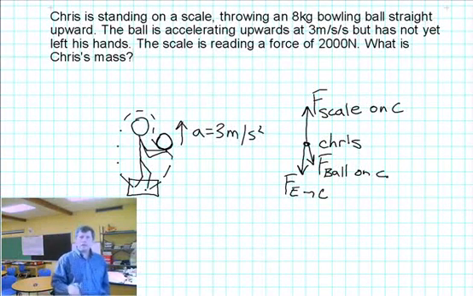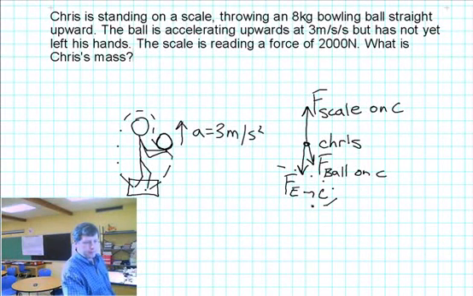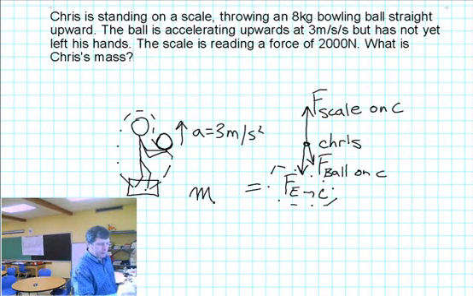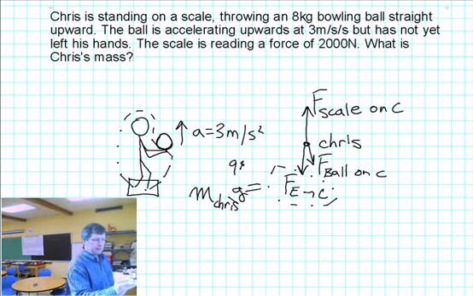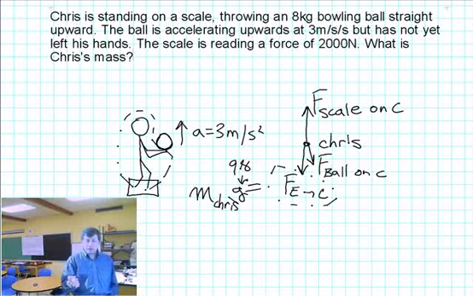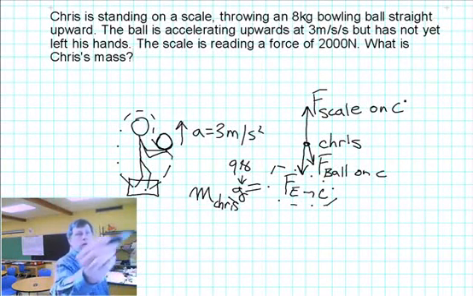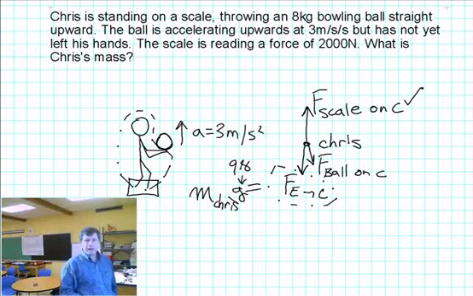Now, what do we need to know in order to find Chris's mass? Once we know the force of the earth on Chris, we know that that's equal to the mass of Chris times little g, 9.8. So if we can find the force of the earth on Chris, we can find Chris's mass. We know the force of the scale on Chris.